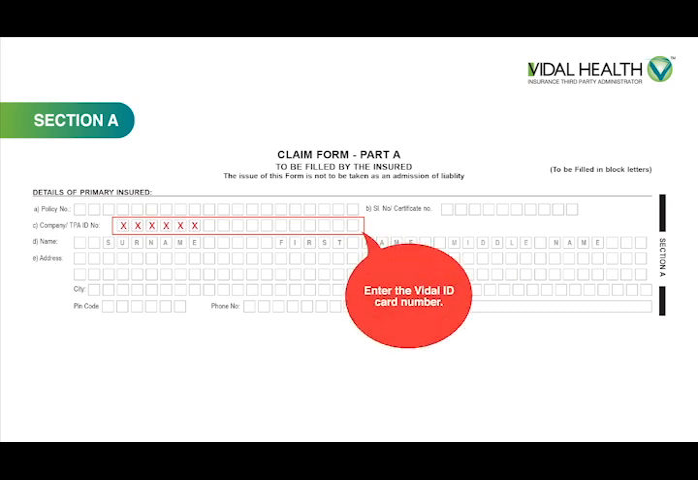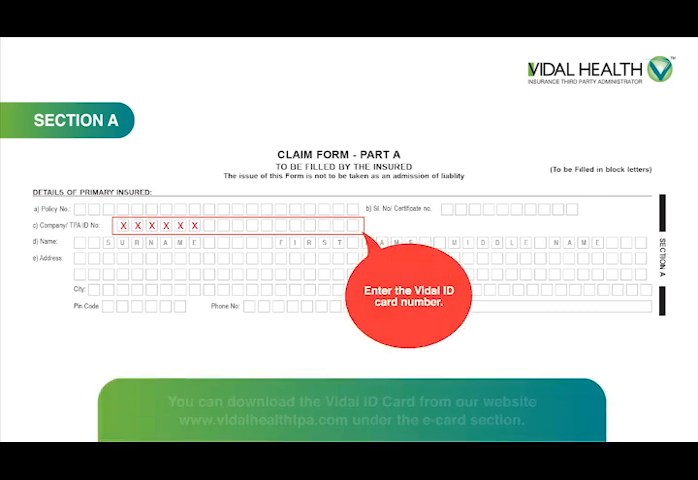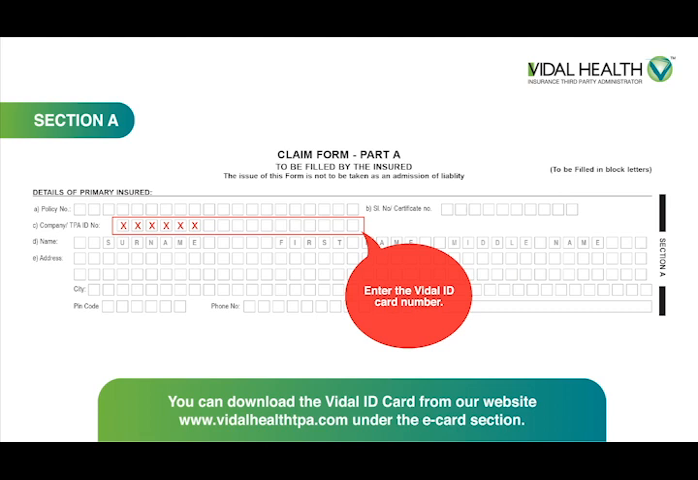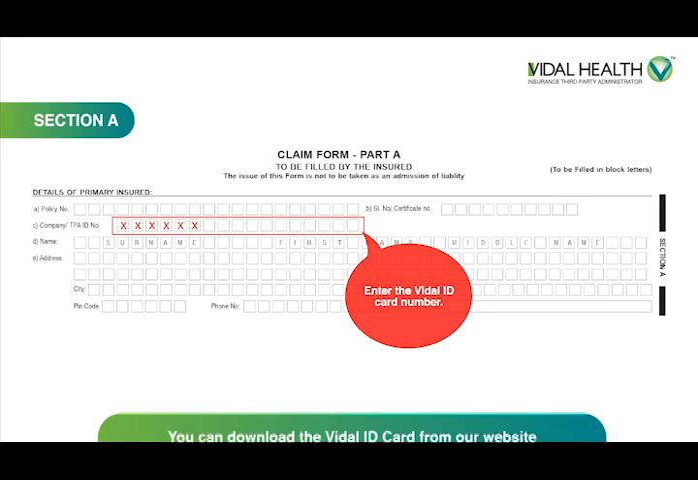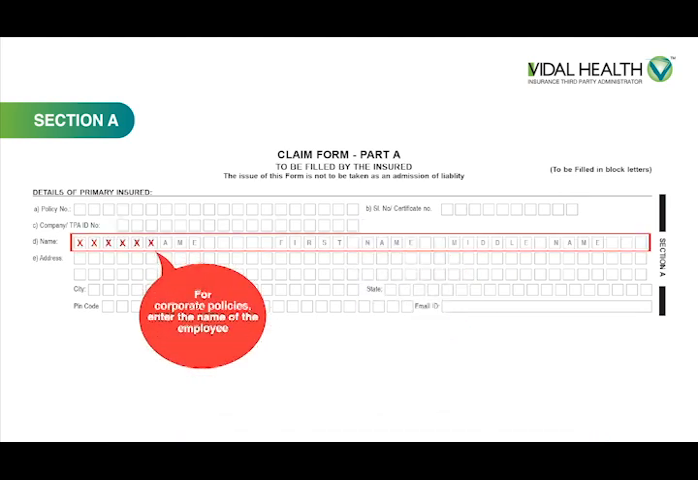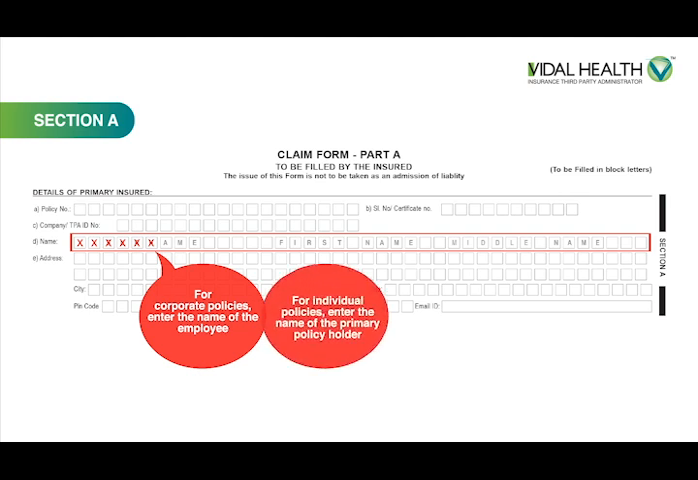Enter the Vidal ID card number. You can download the Vidal ID card from our website www.vidalhealthtpa.com under the e-card section. For corporate policies, enter the name of the employee. For individual policies, enter the name of the primary policy holder.